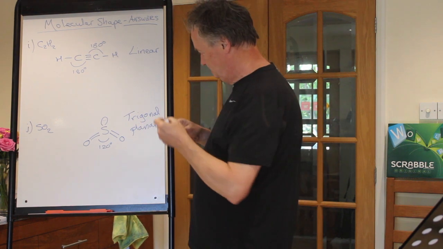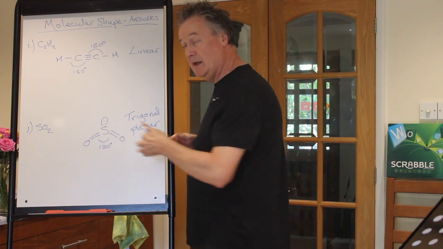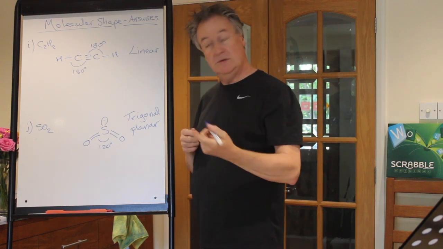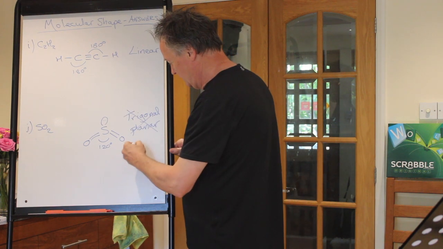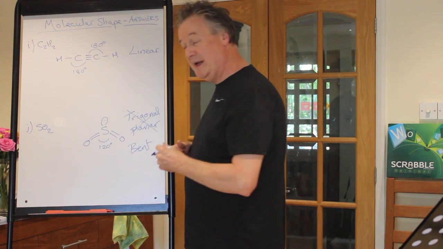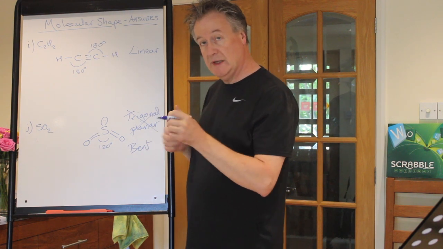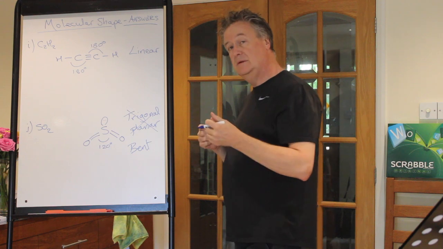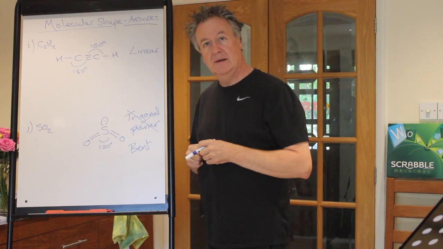trigonal planar in the sense of that with the lone pair, but of course you don't include the lone pair. So trigonal planar is not right. It is in fact bent, but not with the 104.5 degree bent that you find in water and H2S. So, slightly odd. But we'll see you for the next ones in just a moment.